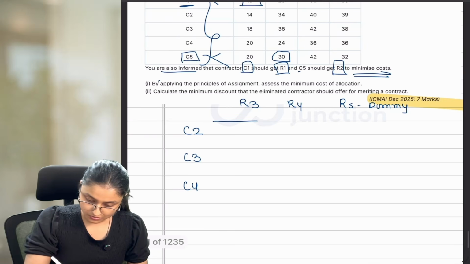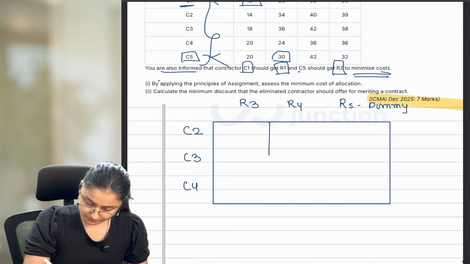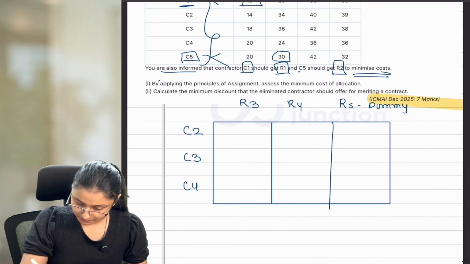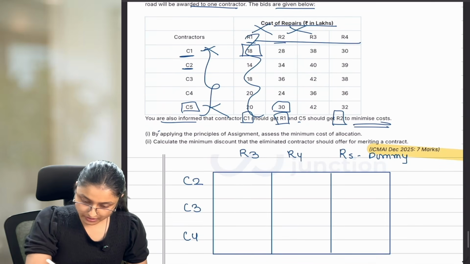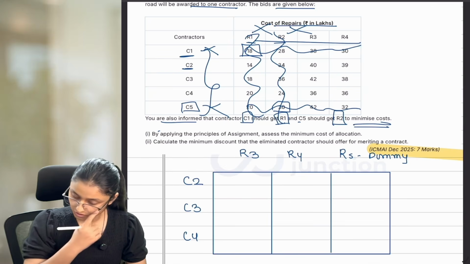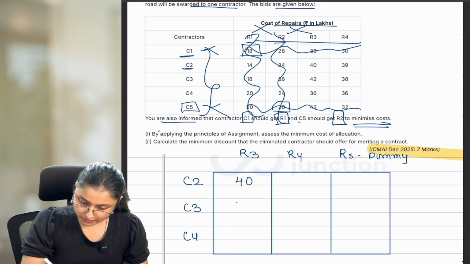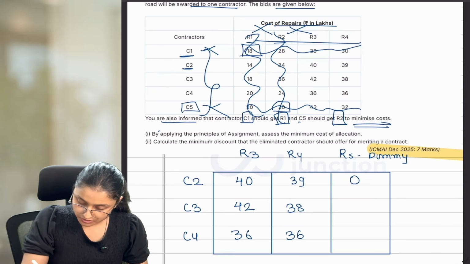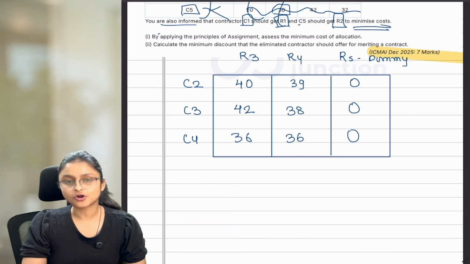Now, let's write the values. For C2, R1 and R2 we don't have to take. And similarly C1 and C5 are not to be taken. The remaining is what we are going to take. C2 R3 is 40, then 42, then 36, then 39, then 38 and then 36. After that, for dummy we are going to take 0 only. Done. Now you have to do your normal calculation.